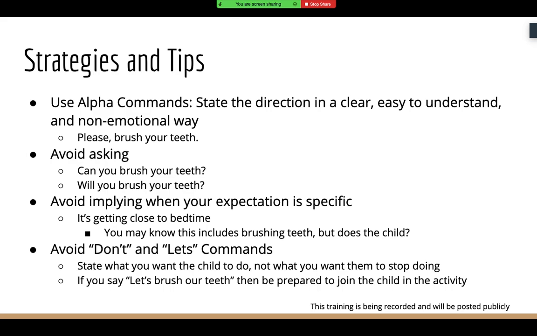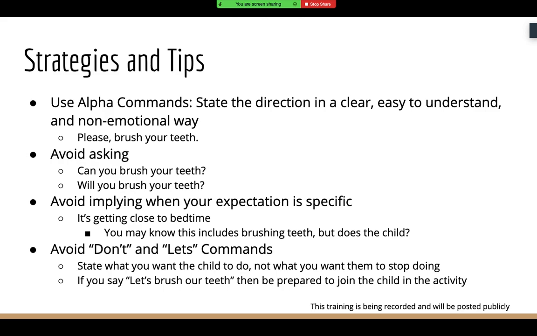You're not asking, which is the next thing that I'm asking you to avoid. You're not saying, can you brush your teeth? That leaves you open to that refusal behavior of, yeah, I can. Or, I can brush my teeth, but that doesn't mean that you've asked them to go brush their teeth. You've just asked if they know how to. So really be conscious of delivering instructions in a clear way where there's no question about what you're requesting of the child at that time.